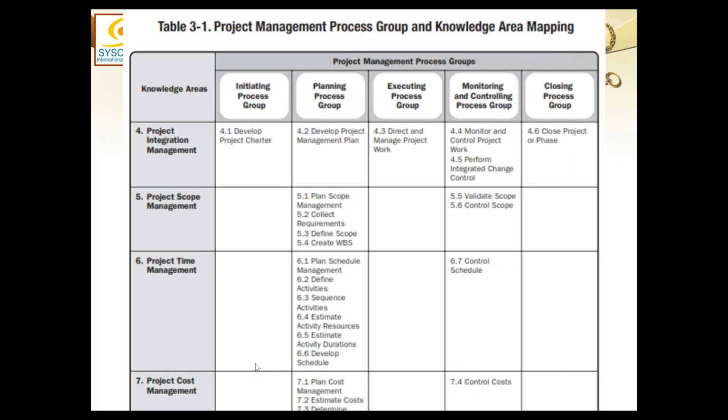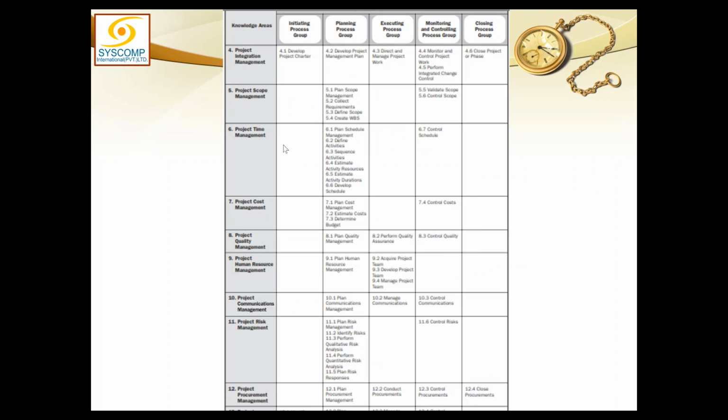So that means that we have got only 2 processes in initiation. I'm not talking about knowledge areas right now. We have only 2 processes in initiation. One is called develop project charter and the other is called identify stakeholders. No other knowledge area has any process which belongs to initiation.